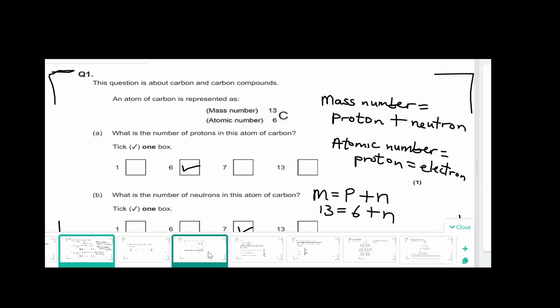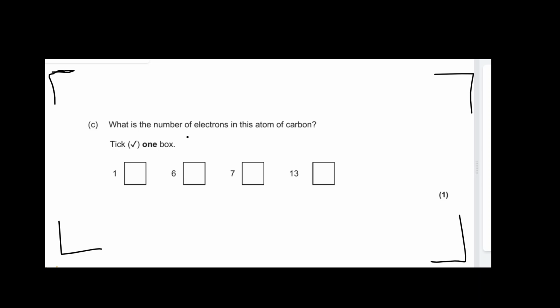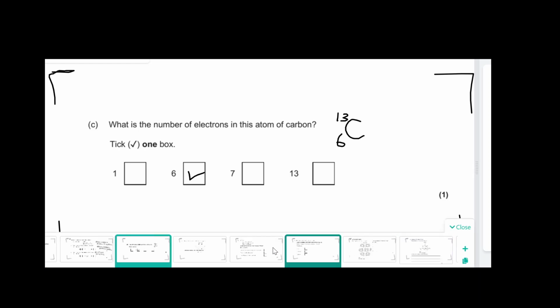Okay, so moving on to question 1C. So remember that what we had was carbon, the mass number at the top, atomic number at the bottom. Now the question says, what is the number of electrons in this atom of carbon? As long as that atom has not been involved in any reaction, the number of protons is equal to the number of electrons, so we're ticking that as well.